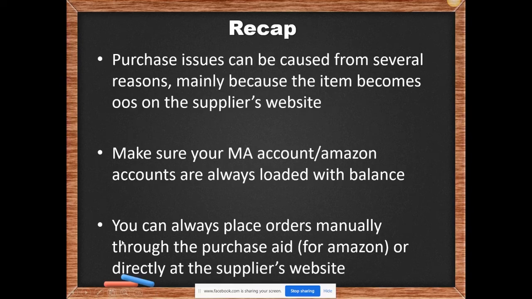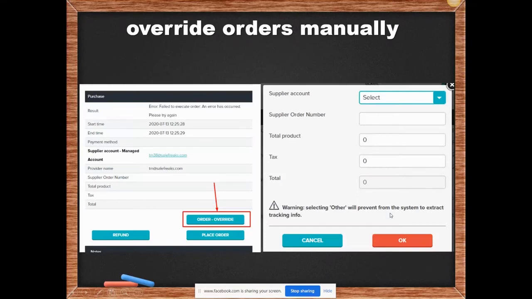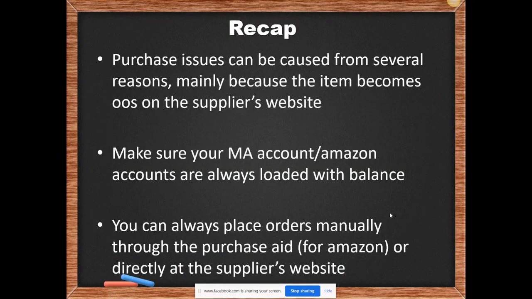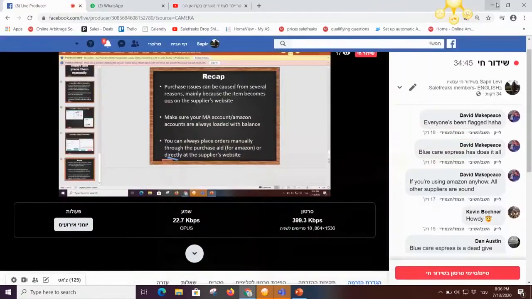Okay, so you can always place orders manually through the purchase aid for Amazon. Remember, guys, I told you, or directly at the supplier's website, like I showed you here. Okay, you get access to it from the item page on SaleFreaks. Very, very easy, very accessible, and that's it. Okay, so let's check our questions.